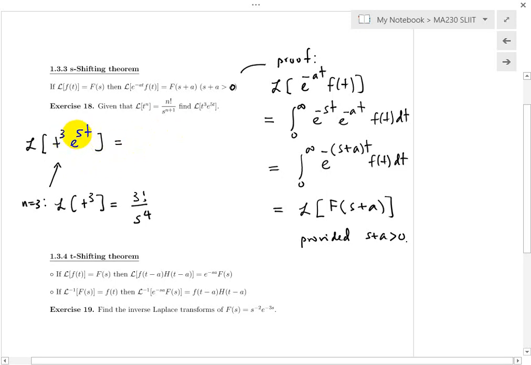If you multiply by exponential minus at, all you have to do is, instead of F of s, the Laplace transform is going to be F of s plus a. Now a is here like minus 5, so this is going to be F of s minus 5. So what is that? F of s is factorial 3 over s to the 4. So this is going to be factorial 3 over s minus 5 to the 4. Okay, so that's the answer.